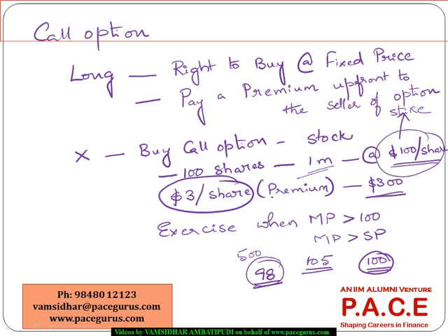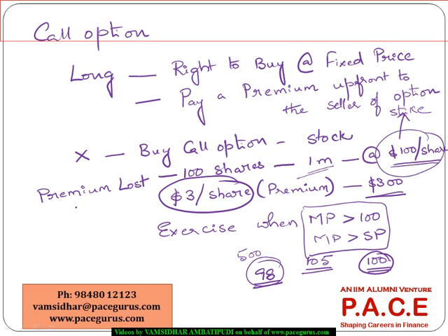So generally when we talk about a call option, the exercising of the call option happens when the market price is above the strike price itself. Otherwise the option would be expired. And when the option is expired, the investor would be losing the complete premium. That is not a refundable kind of amount.